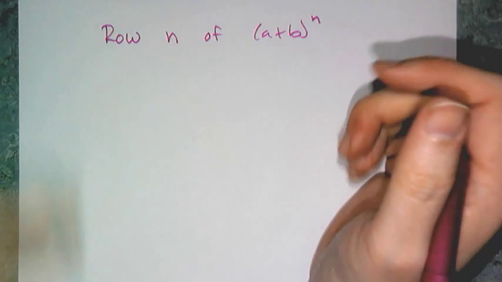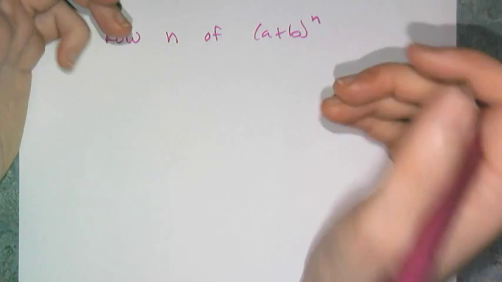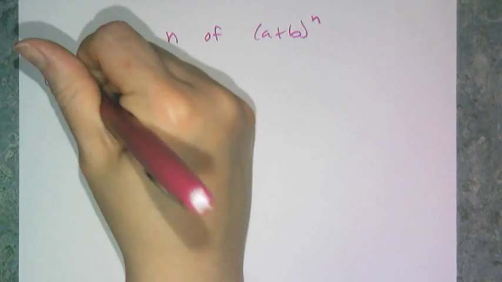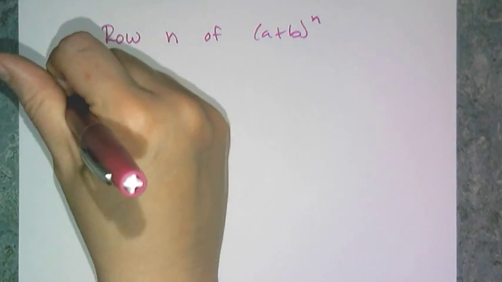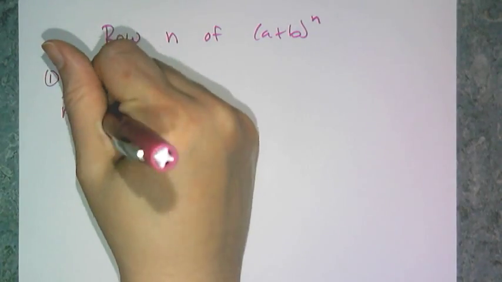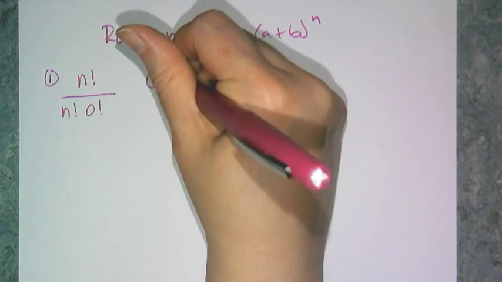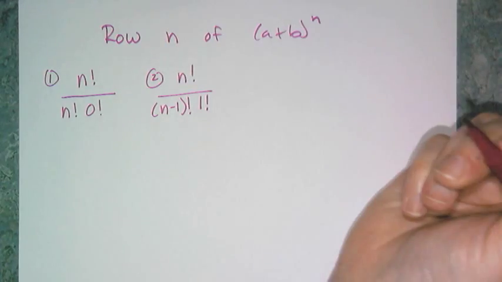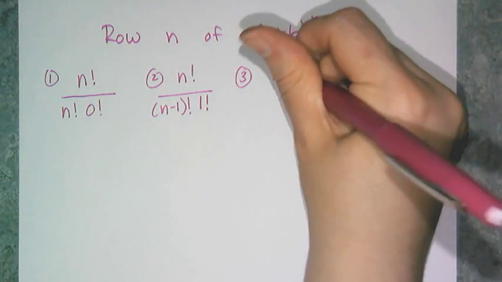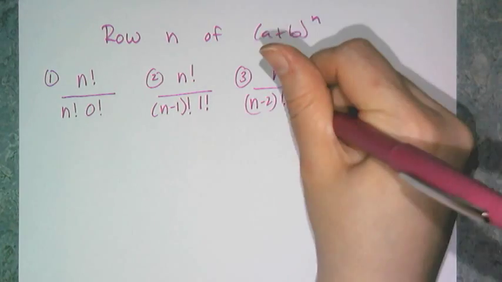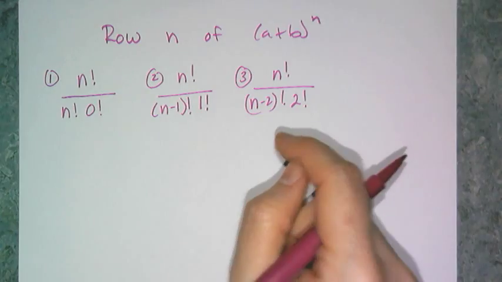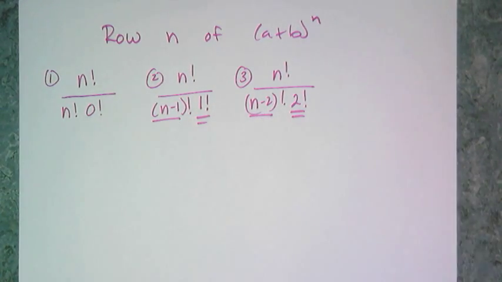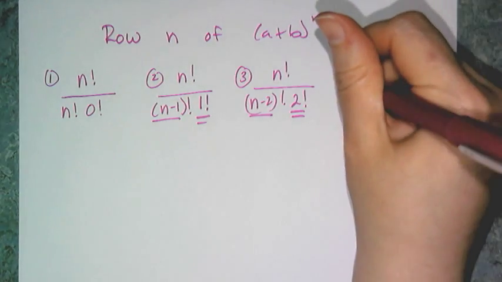So having looked at row 9, I think we can now jump to row n. So if I look at the first term of row n, I'm going to have an n factorial in the numerator, and then I'm going to divide it by n factorial 0 factorial. If I look at the second term, it's going to be n factorial, n minus 1 factorial, 1 factorial. If I look at 3, n factorial on top, n minus 2 factorial, 2 factorial. So you can see that I'm decreasing 1 on that number, and I'm adding 1 on that number, which lends itself nicely to factorial notation.